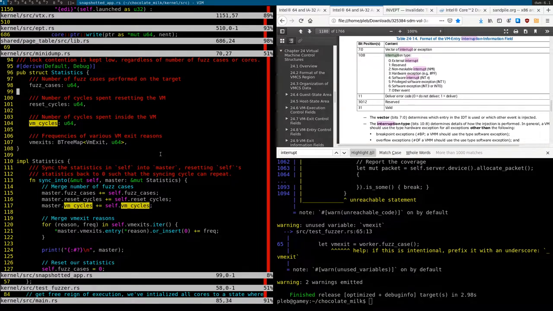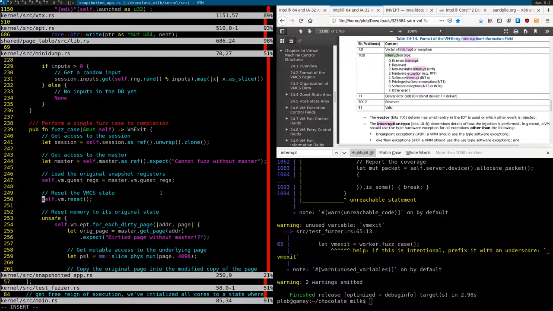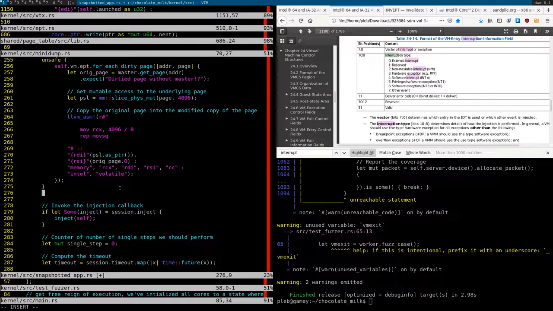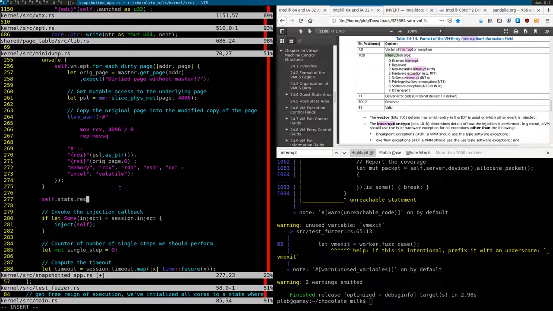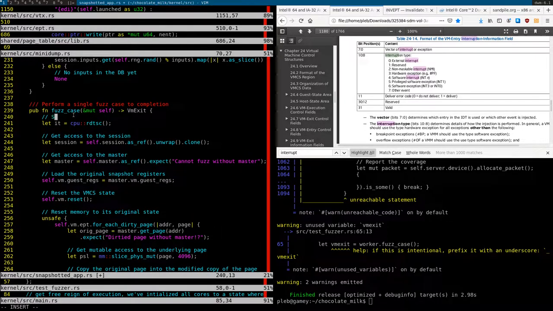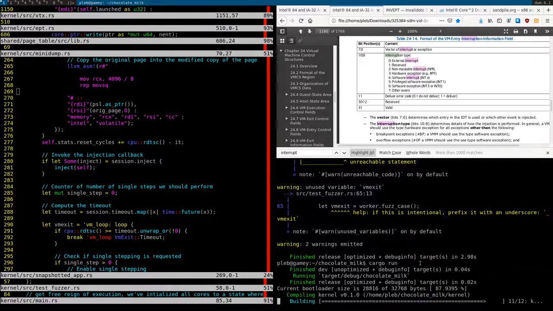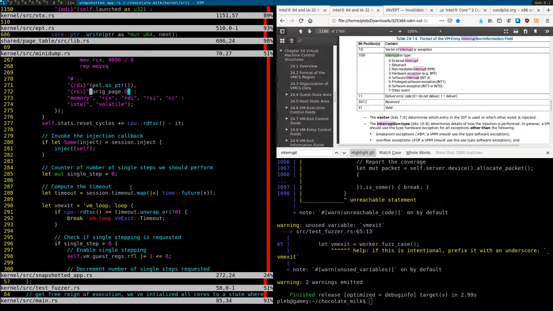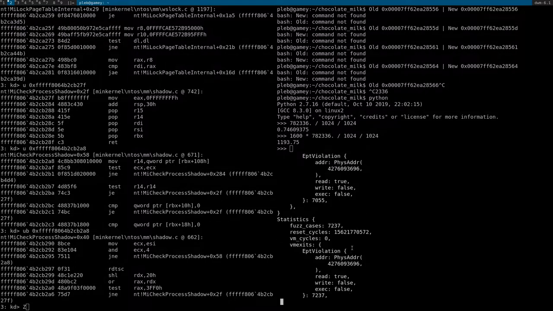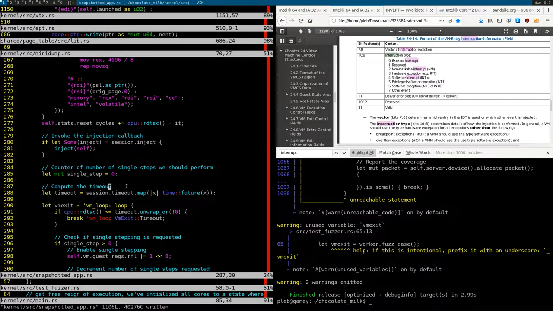And then we just need to record these stats. Reset and VM cycles. So this is let IT equals RDTSC. self.stats.vm reset cycles plus equals CPU RDTSC minus IT. So this whole first part, start a timer. This whole part's going to be recorded, so I'll know the cycles that we spend there. Yep. Lots of cycles being spent on resets. Maybe it's that B-tree search.